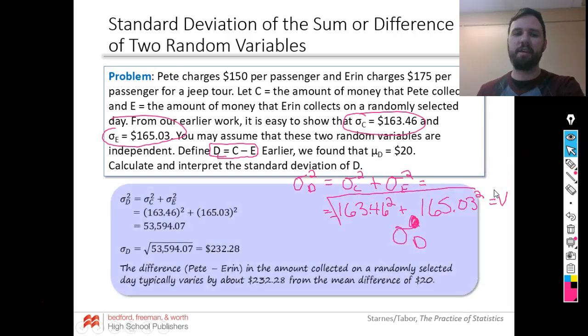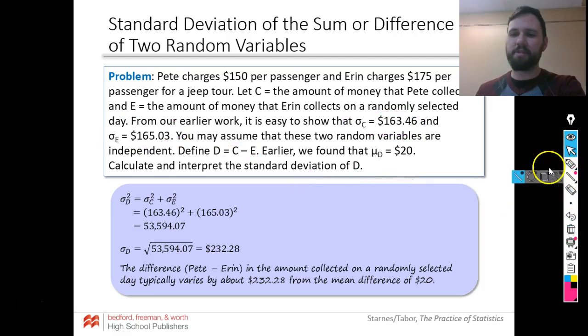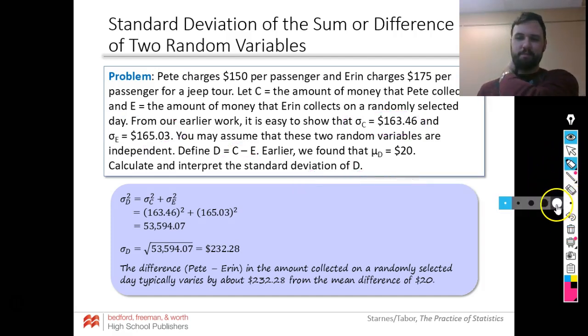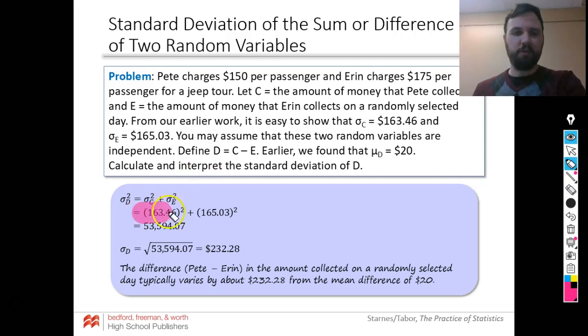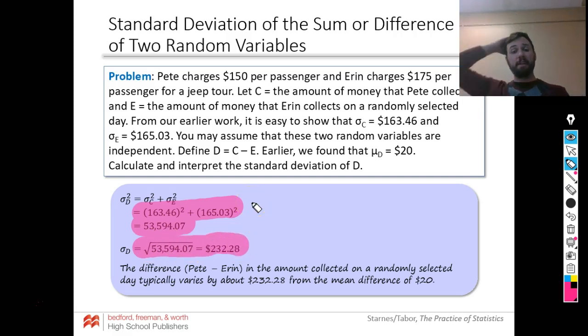So let's see if we did it right, y'all. We did it! Square them, add them, variance. Square root it, standard deviation. So the difference in the amount collected on a randomly selected day varies by $232.28 from the mean difference of $20. That's a lot. That's a lot.